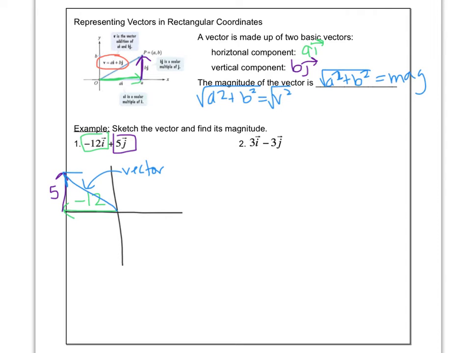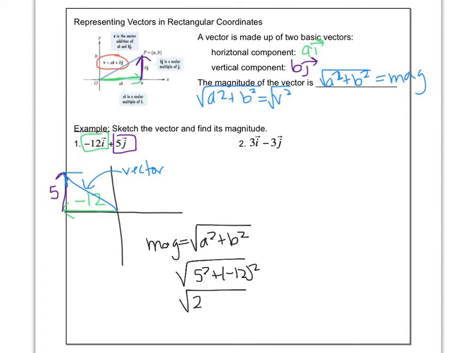The directions also ask us to find the magnitude of that vector. To find the magnitude, it's the same formula every time: the square root of a squared plus b squared. So it's going to be the square root of 5 squared plus -12 squared, which is the square root of 25 plus 144.